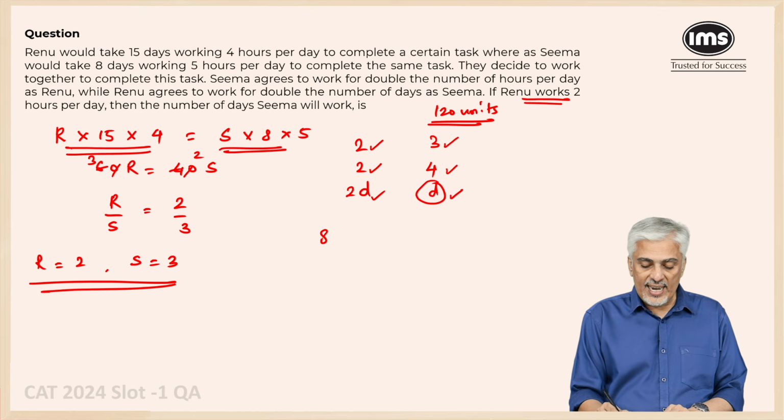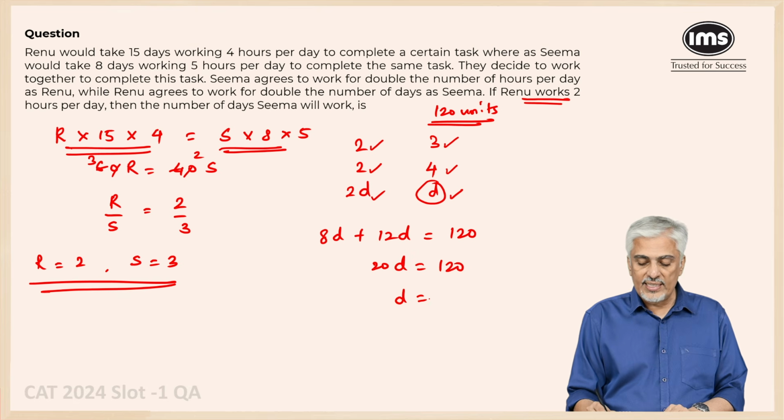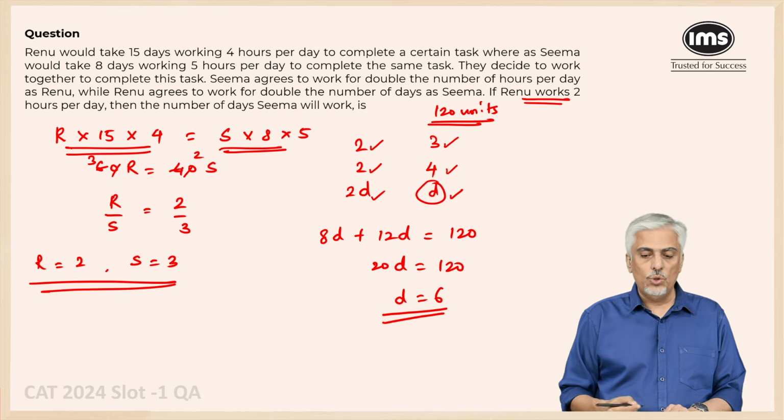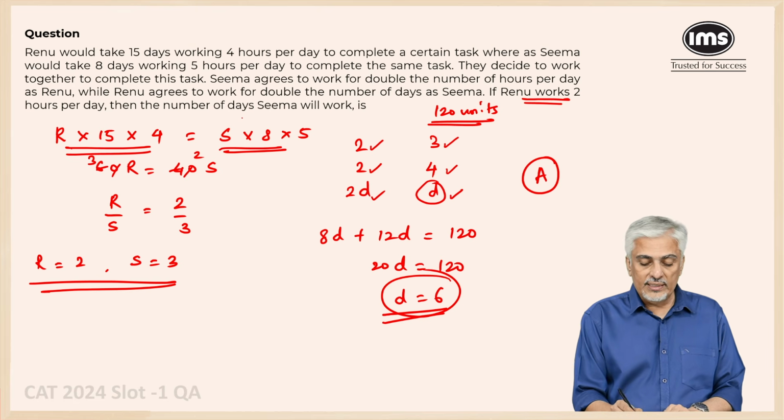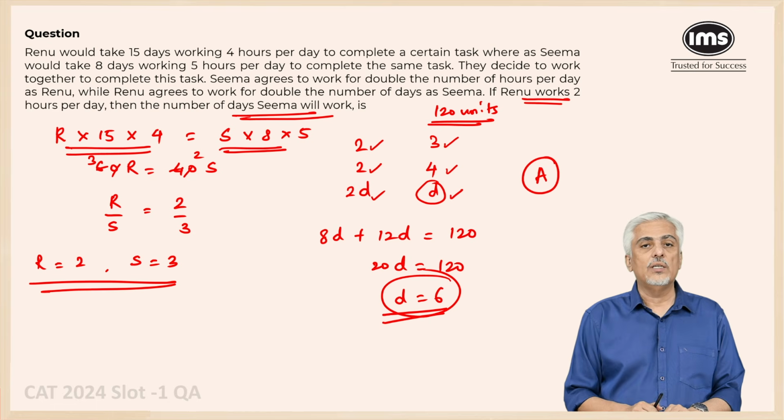So 4 2s are 8D plus 12D is equal to 120. 20D is equal to 120. D is equal to 6. And no doubt, level A question, very straightforward time and work question. D is equal to 6 is the answer. Number of days for which Seema will work.